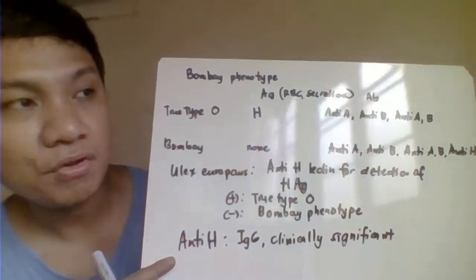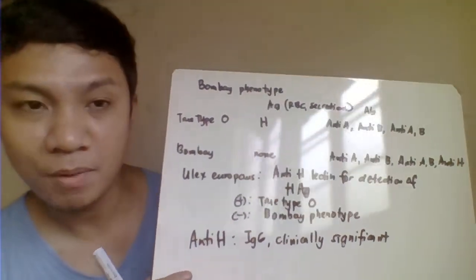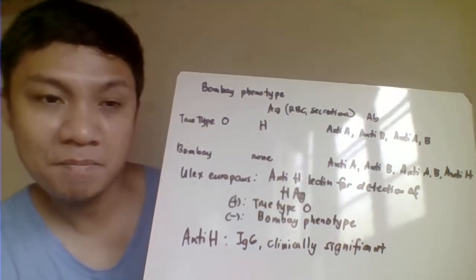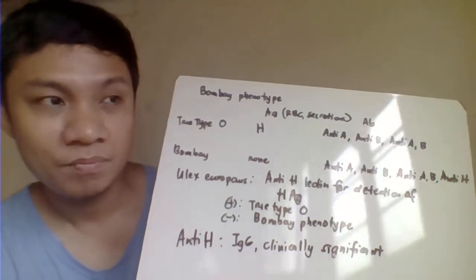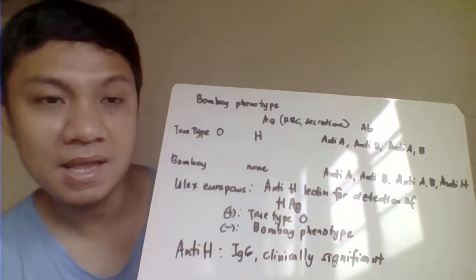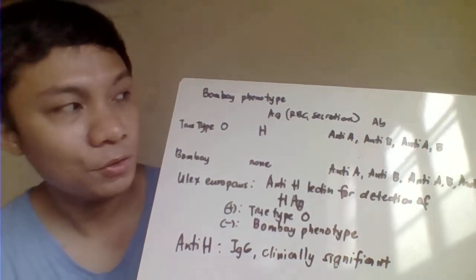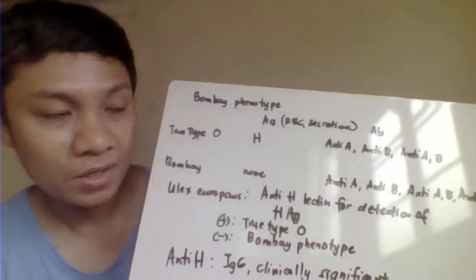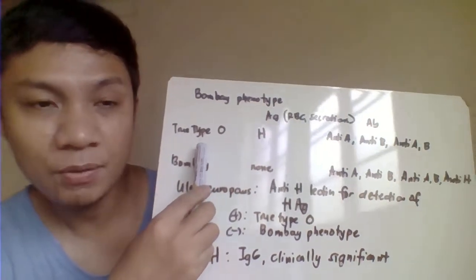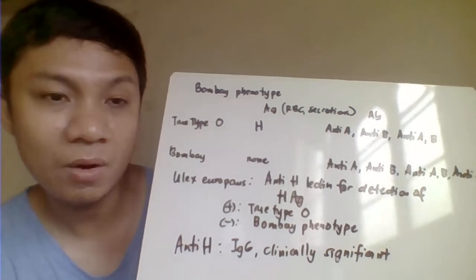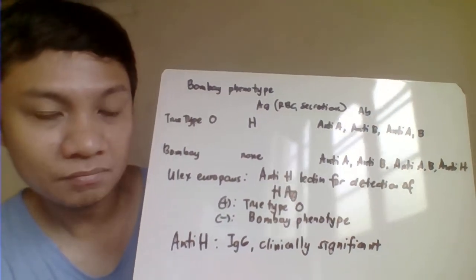Okay, now we go to your Bombay phenotype. So, Bombay phenotype here has been named as the Bombay because the first case was discovered in Bombay, India. So the Bombay phenotype would resemble here our true type O. True type O would have here the H antigen lang na present sa kanyang RBC membrane and in his secretion.